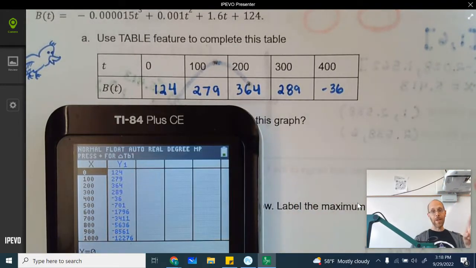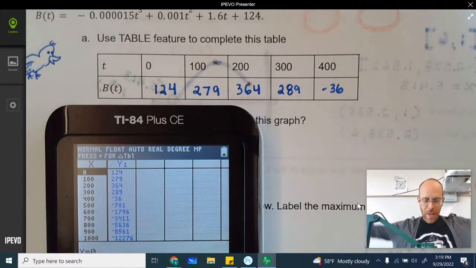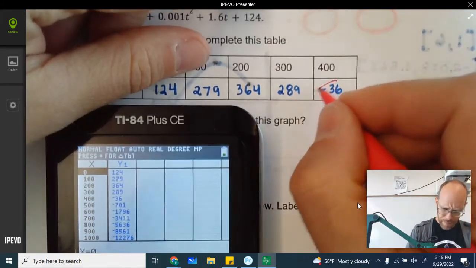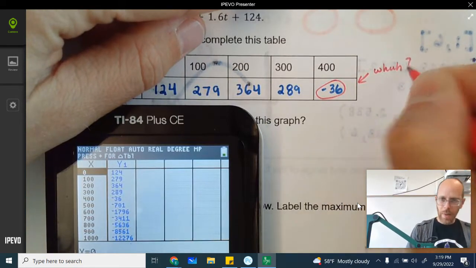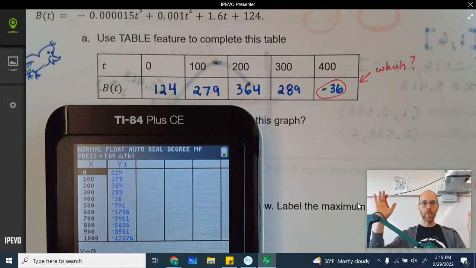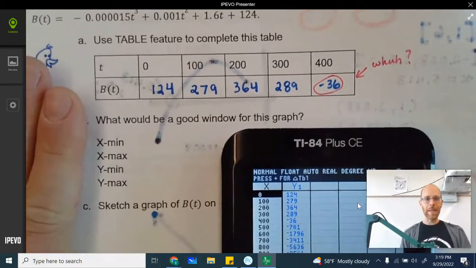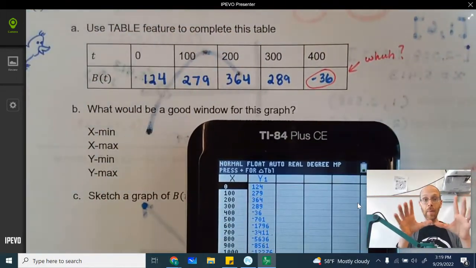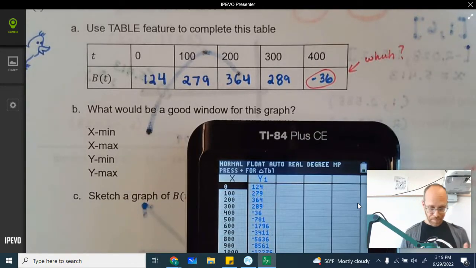Now, I know what you're saying to yourself, Mr. Klein. How do you get negative 36 birds? And the answer to that question is you don't. This doesn't make a whole lot of sense. At some point between 300 and 400 days, the number of birds dropped to 0. Okay. Now, there's a reason I'm asking you to make this table, and that's because the table is the tool that will help you find the window that you need.